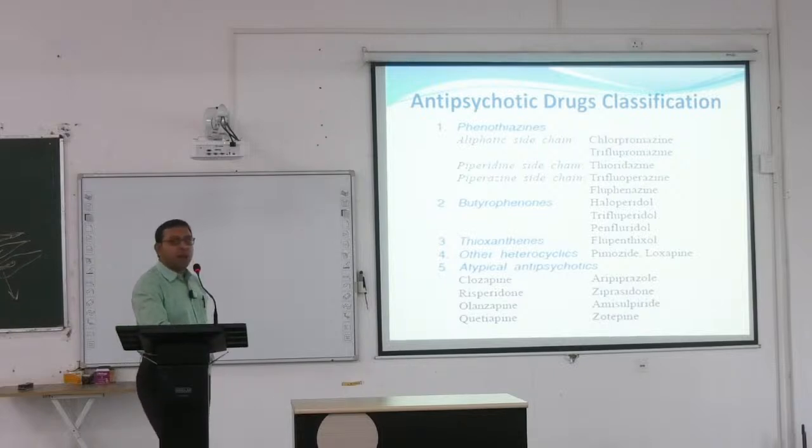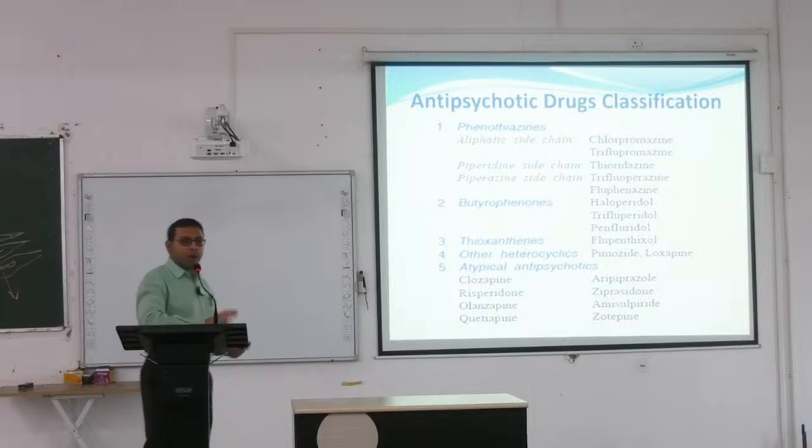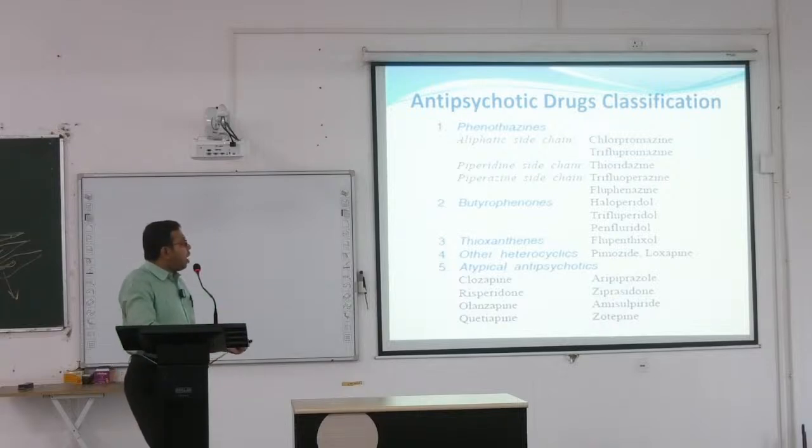For example, phenothiazines are the most commonly used drugs. Examples are chlorpromazine, triflupromazine, thioridazine, trifluoperazine, fluphenazine. So these are the phenothiazines. Within the butyrophenones, the examples are haloperidol, trifluperidol, penfluridol. Of this, haloperidol is very commonly asked. Thioxanthenes: flupentixol, pimozide, loxapine, etc.